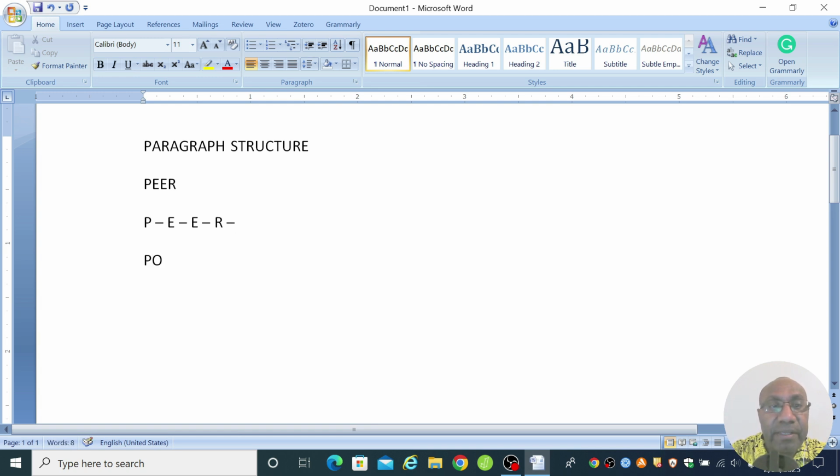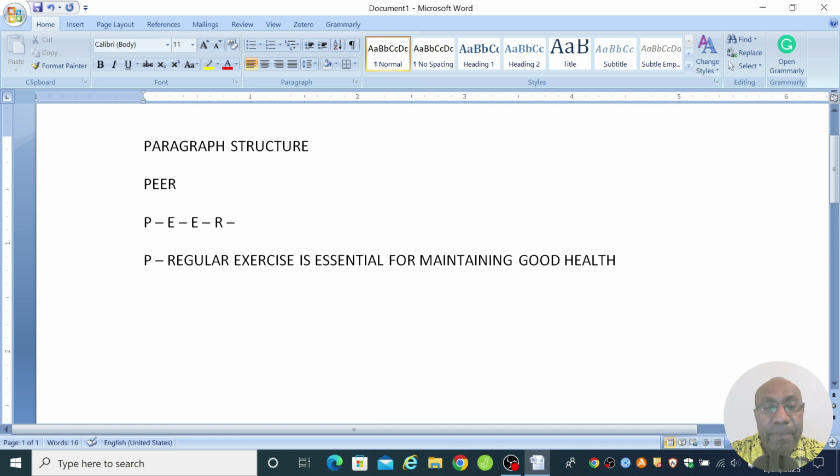So let's say you're writing a paragraph, and you could say, for example, the point could be something about the importance of regular exercise. So you want to use the paragraph to talk about the importance of regular exercise. So the first sentence should be about making the point that exercise is beneficial. So you may write something like regular exercise is essential for maintaining good health. So this becomes your point.